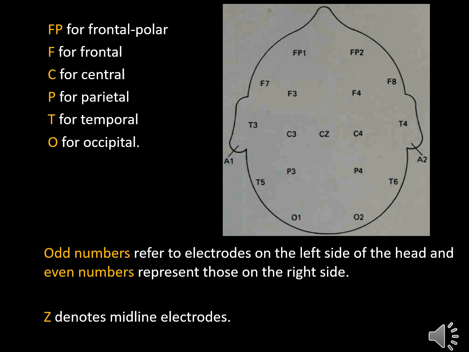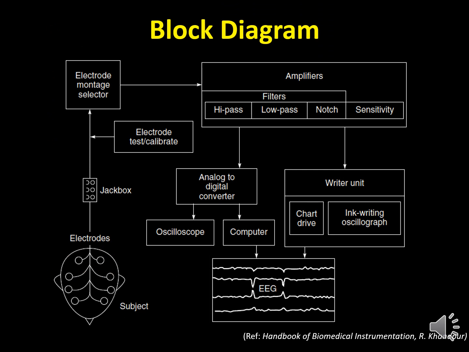Electrodes can be identified according to their position on the head. FP stands for frontal polar side, F for frontal side, C for central position, P for parietal position, T for temporal position, and O for occipital position. Odd numbers refer to electrodes on the left side of head and even numbers represent those on the right, while Z denotes midline electrodes. The basic block diagram of an EEG machine is shown in the figure.